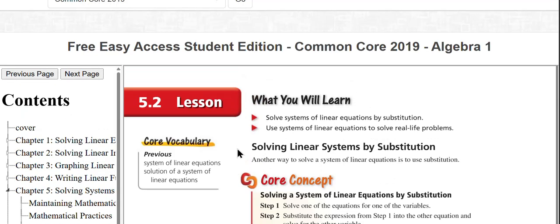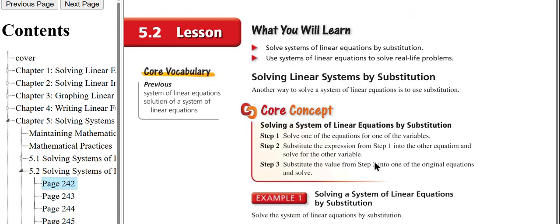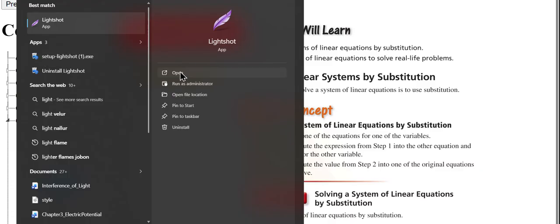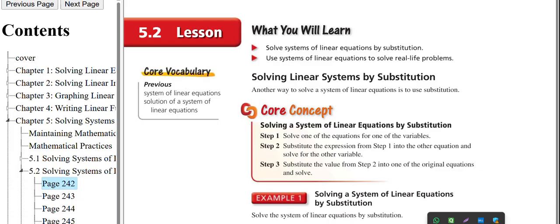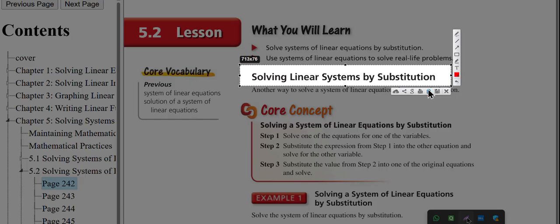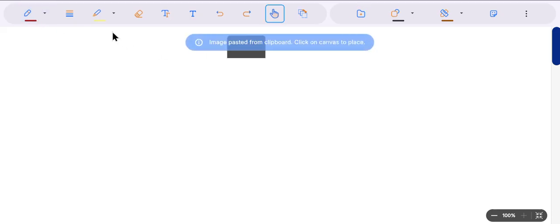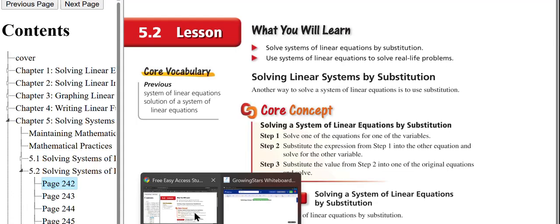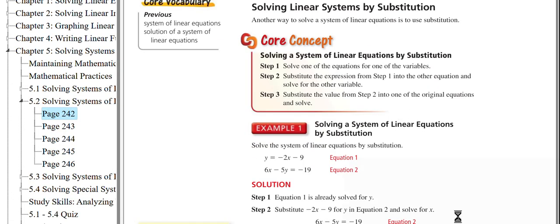Hi, my dear students. Today we will learn solving a linear system of equations by substitution. Solving linear equations of two variables by the substitution method. How to apply the substitution method, that is what we are going to learn today. So let us go into the topic.